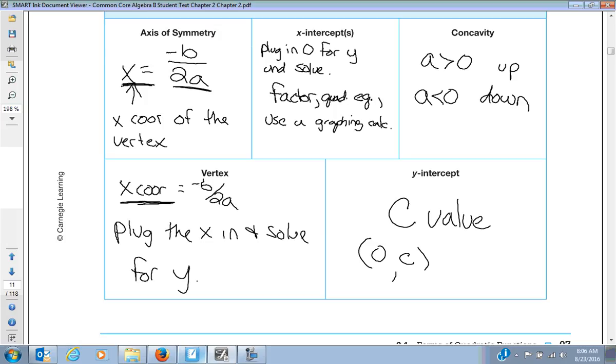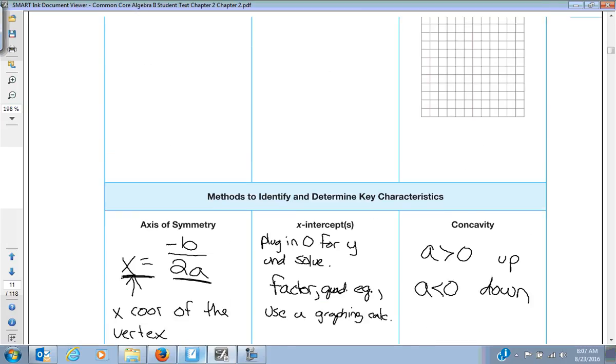The way you find the vertex is to use this formula, take that x, plug it into the equation, and solve for your y. Now, if you look, the y-intercept is really easy to find if I get standard form. Think about it. Let's go up here and talk about why that's so easy.